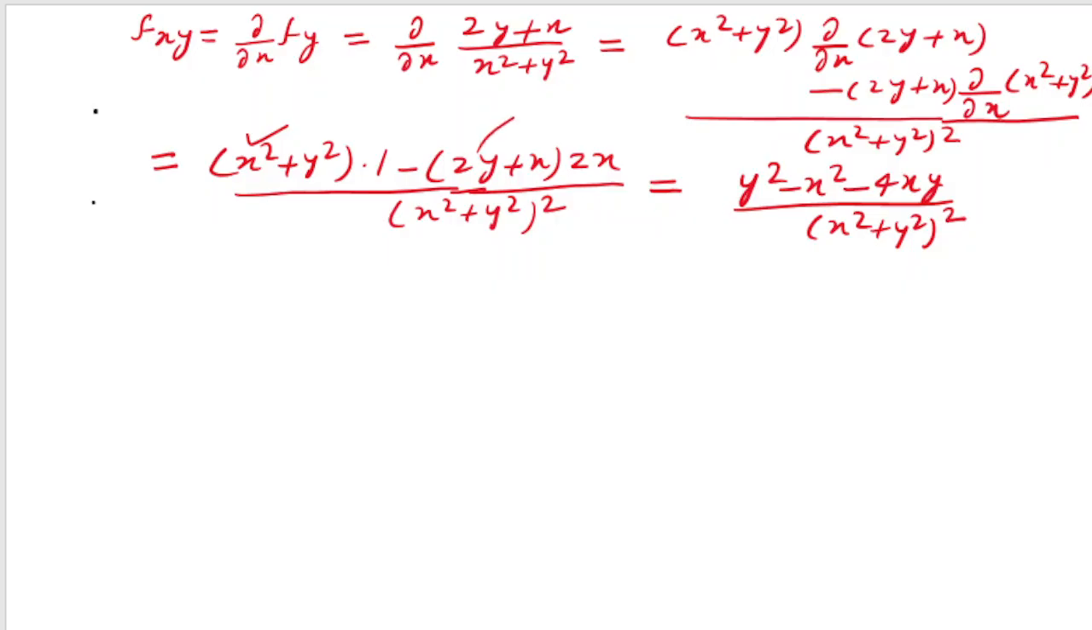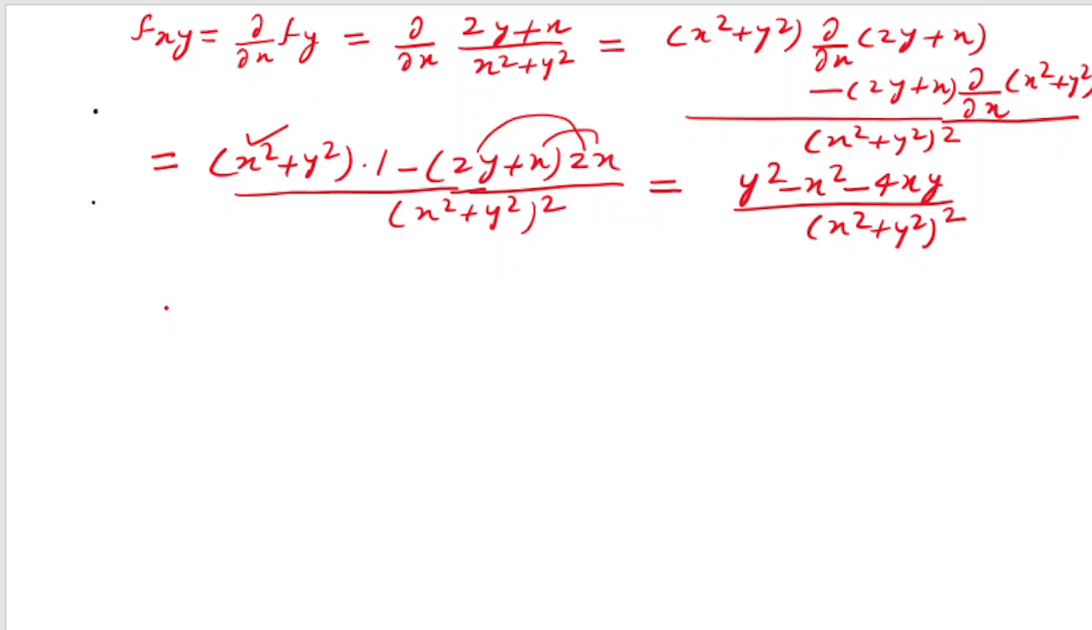I hope you got it. This term will give 4xy with a minus sign, and this term will give me 2x square with a minus sign, but x square with a plus sign, so I will get x square with a minus sign, and y square. So y square minus x square minus 4xy whole square. So this is what we will get.